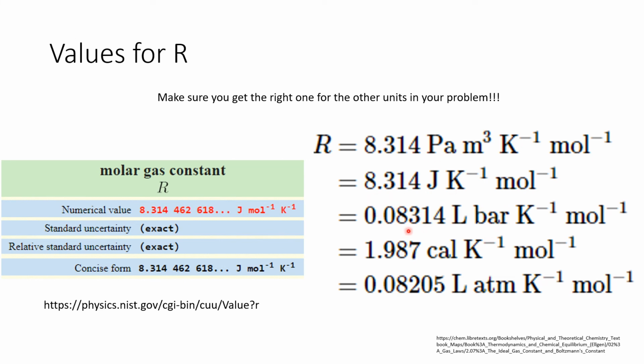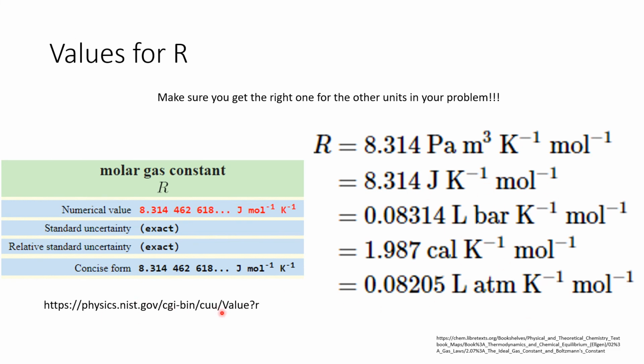It moves the decimal 3 places. Or, if we've got calories, we hardly ever use that anymore, but if you were to, that changes it to this guy. If we're working in atmospheres, it changes it again. So these are really the same thing. They're just expressed differently with these units.